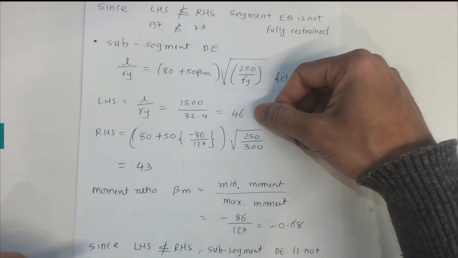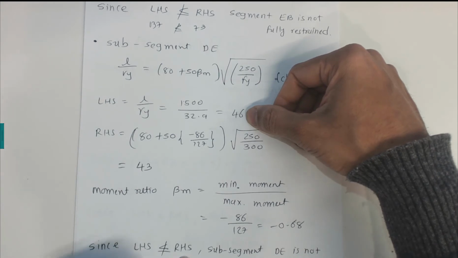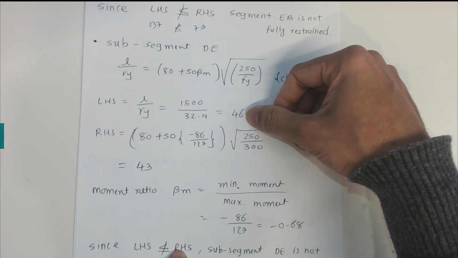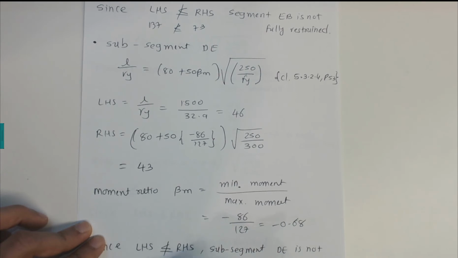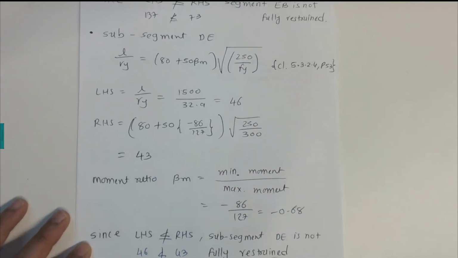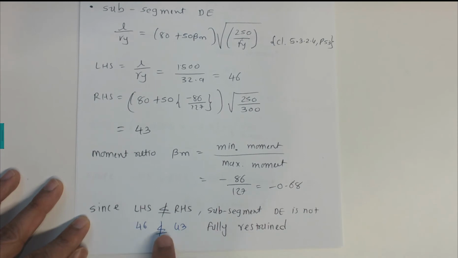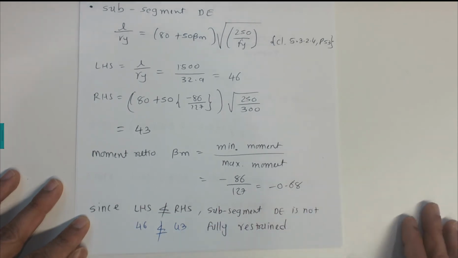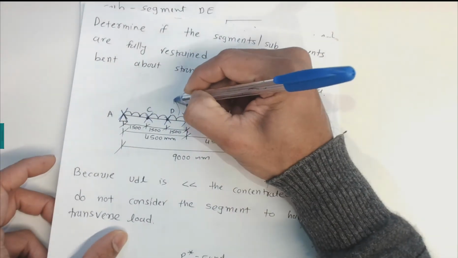Now again we are going to compare this value. Left hand side is 46 and this one is 43. The left hand side is not less than the right hand side. So you can see here that this is 46 and this one is 43. Obviously this relation is not correct. So subsegment DE is not fully restrained. Since the left hand side is not less than or equal to the right hand side, 46 is not less than or equal to 43, subsegment DE is not fully restrained.